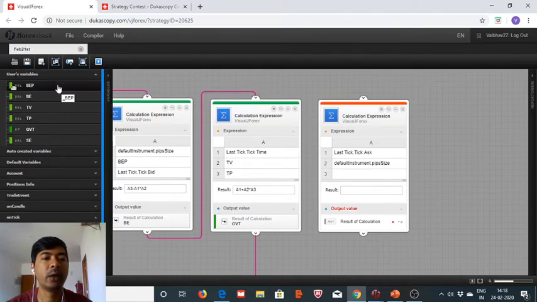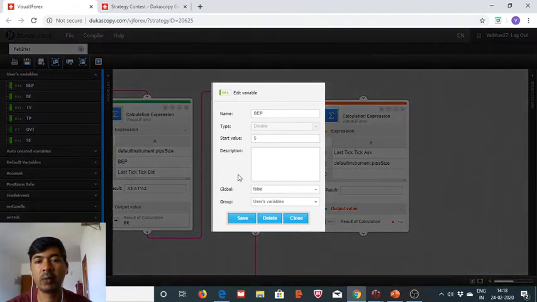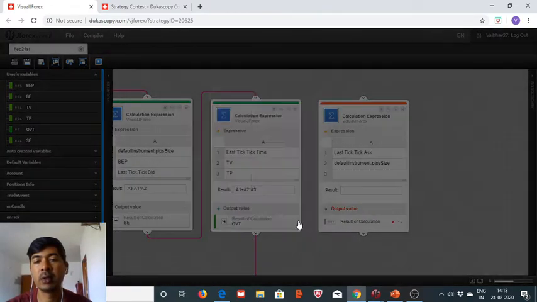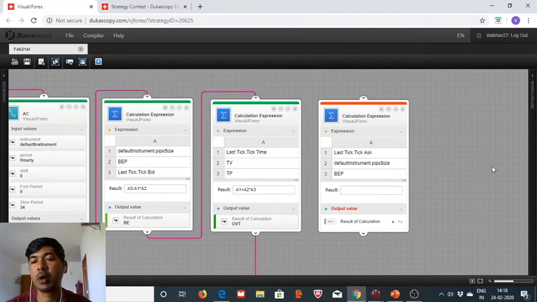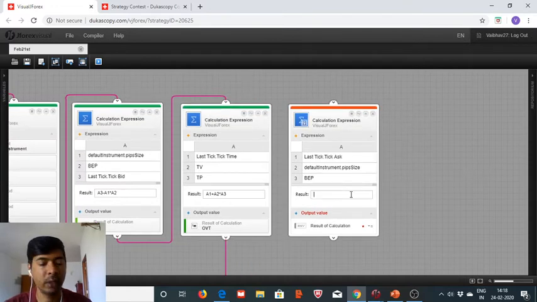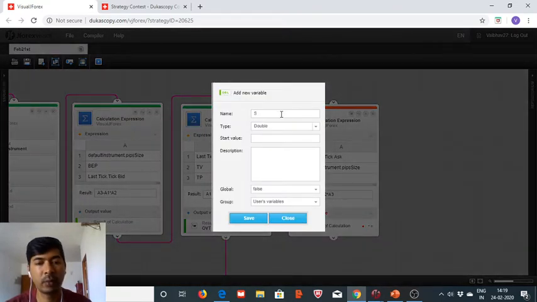while here is BP, and let me see the value. Here it is, the 5 pips. So we utilize these only, and we add it to make it a sell limit order. So last tick is A1 plus A2 default instrument pip size into A3. So we got this calculation done. We will write it as SE, sell entry.